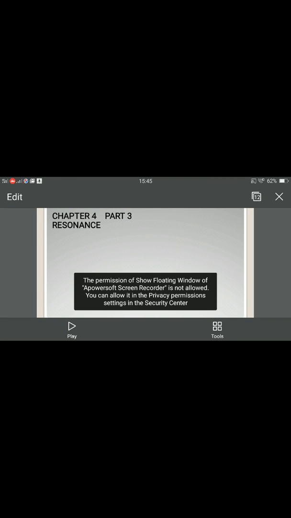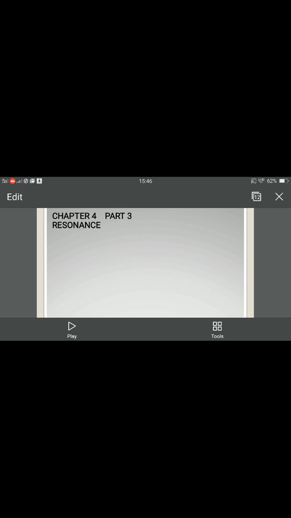Hello students, let us start with part 3 of chapter 4. We are going to start resonance. Firstly, in order to start resonance, you must be aware about the Lewis dot symbols. Lewis dot symbols is a very easy concept. Once you have clarity in Lewis dot symbols, you can start with resonance.